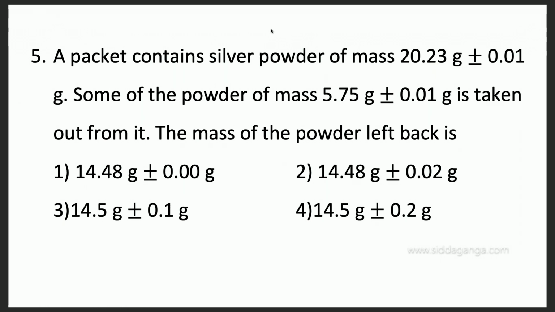A packet contains a silver powder of mass 20.23 gram plus or minus 0.01 gram. Some of the powder of mass 5.75 gram plus or minus 0.01 gram is taken out from it. The mass of the powder left back is.